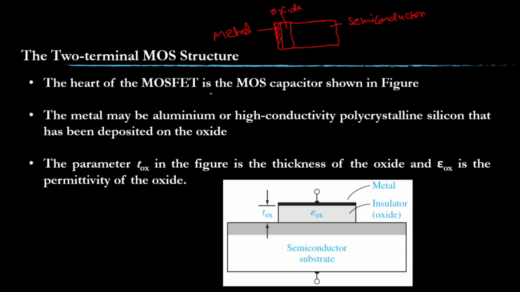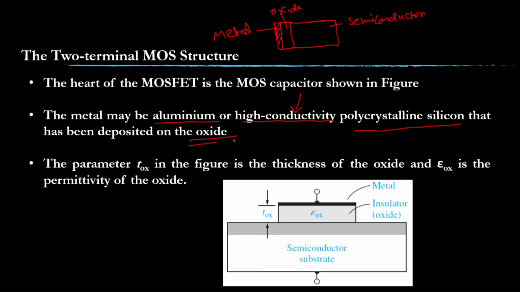The metal may be aluminum, or high conductivity polycrystalline silicon that has been deposited on the oxide. It may not be a pure metal, but still we call that area a metal only. Since it has a high conductivity, we always consider the material with maximum conductivity as a metal. So it is deposited on the oxide.